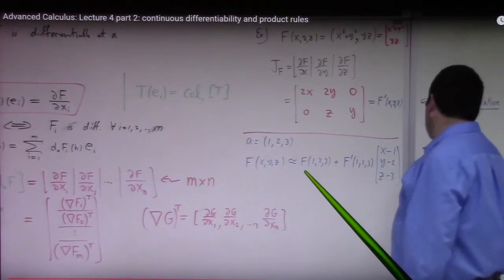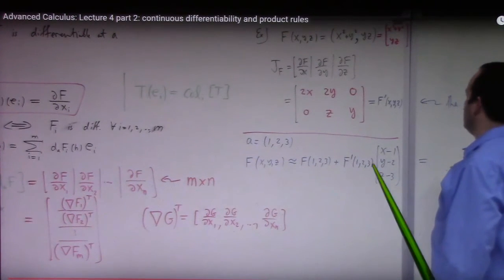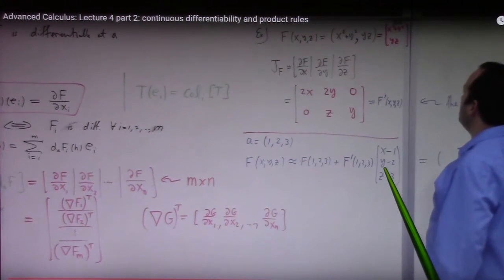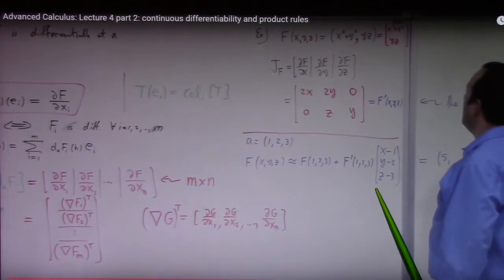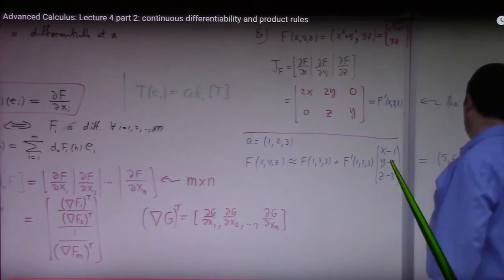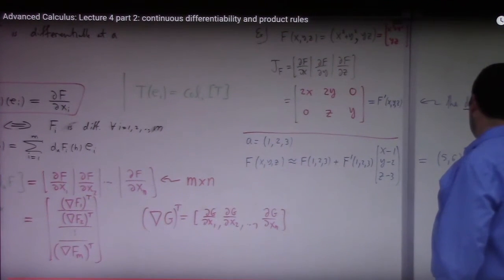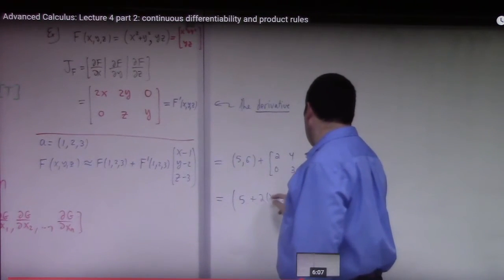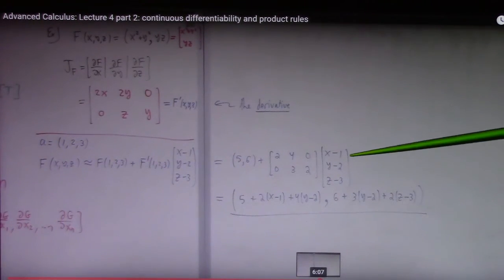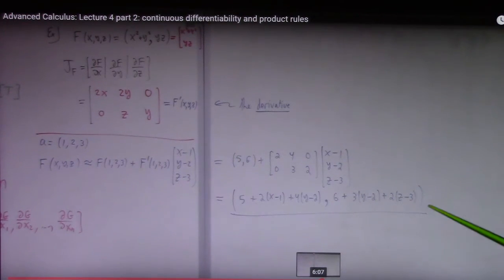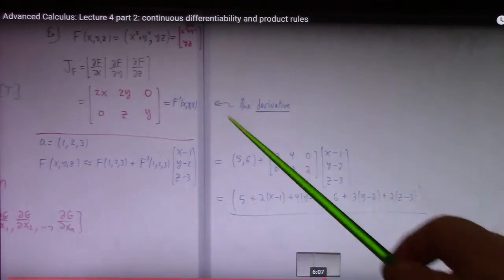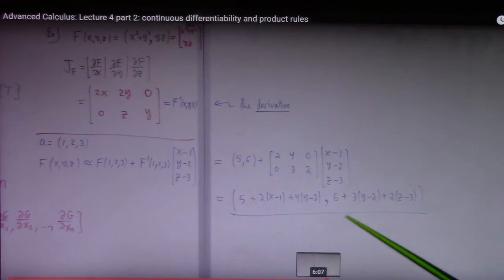Anyway, f of (1, 2, 3) plus f prime of (1, 2, 3) times (x minus 1, y minus 2, z minus 3), and then you plug in the point (1, 2, 3), and after a little bit of writing, skip ahead a bit here. So you multiply the matrix, you add the point, and there you go. That's the best linear approximation to that nonlinear function at the point (1, 2, 3), based on using the Jacobian matrix, which of course is tied to the differential.